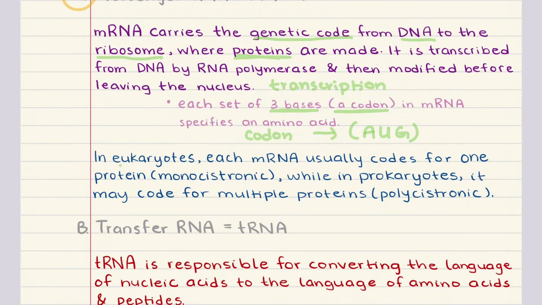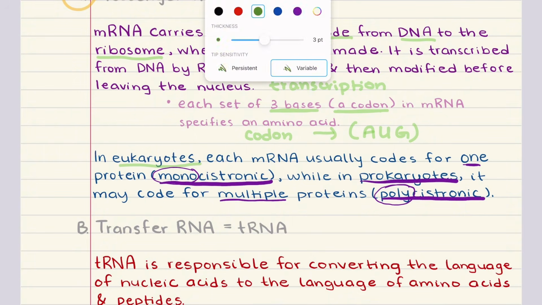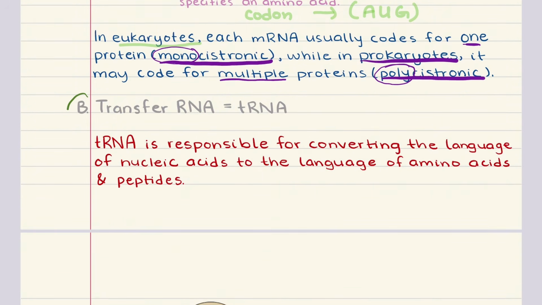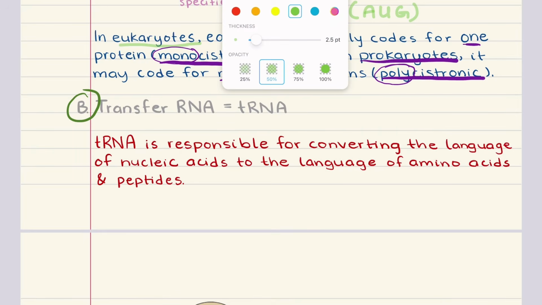Now, in eukaryotes, each mRNA strand usually encodes for just one protein. This is called monocistronic message, mono meaning one. In prokaryotes, though, a single mRNA can contain multiple coding regions for several proteins, and this is called polycistronic message, poly meaning many.